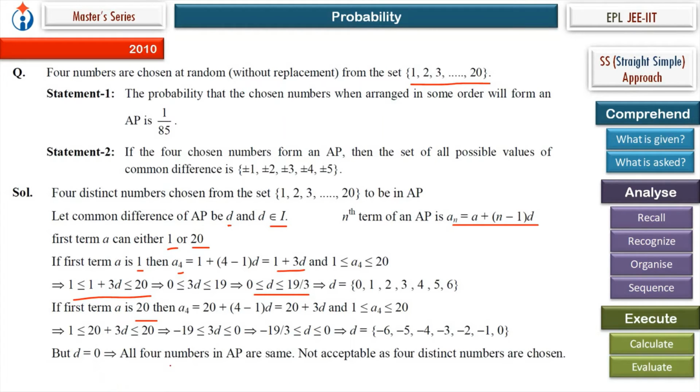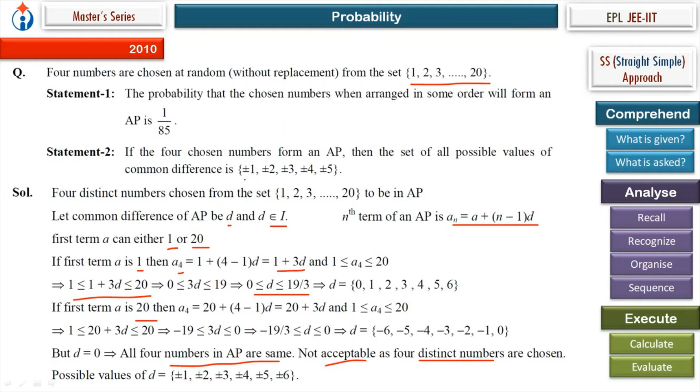For D equal to 0, all 4 numbers will be same. If the common difference is 0, then all numbers are same. Not acceptable as 4 distinct numbers are chosen. So possible values of D are plus minus 1, 2, plus minus 6.